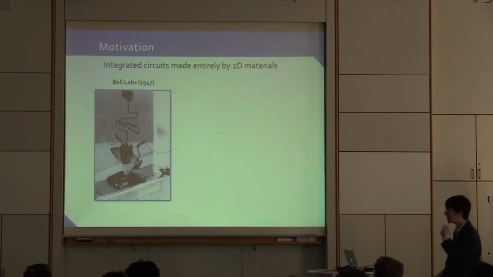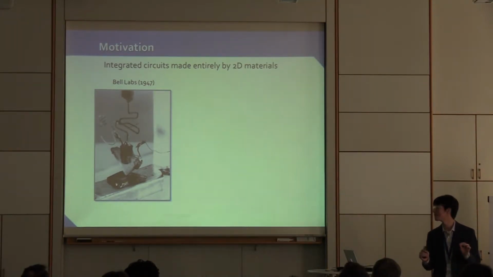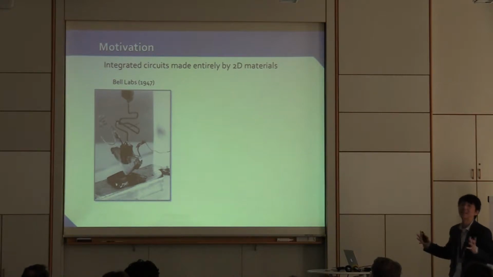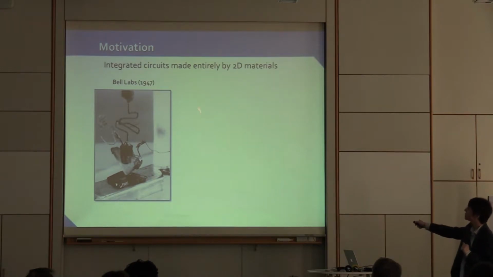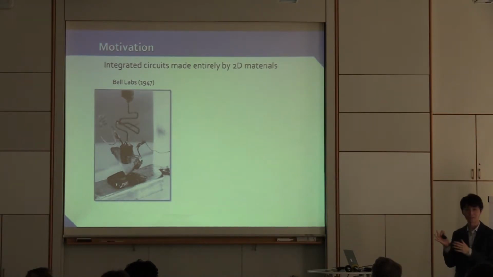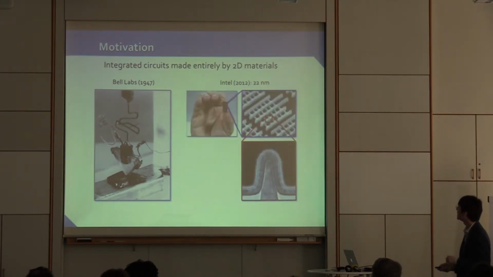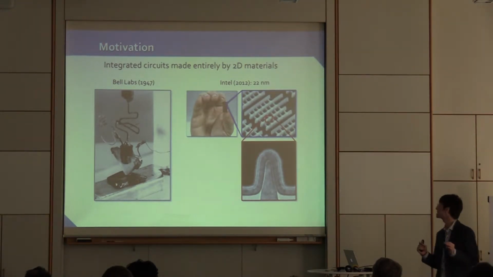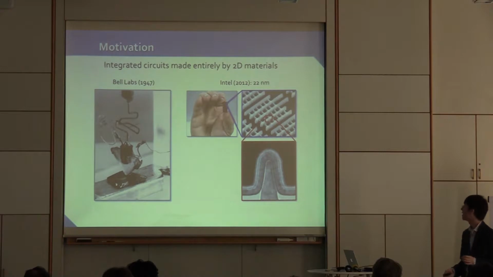Perhaps one of the biggest thrusts in the development of 2D materials is the idea that integrated circuits can be made entirely from two-dimensional materials. As you can see here, in 1947 the first transistor, invented at Bell Labs, was about the size of the palm of a hand. It's big. And by 2012, Intel could already produce a transistor as small as 22 nanometers.